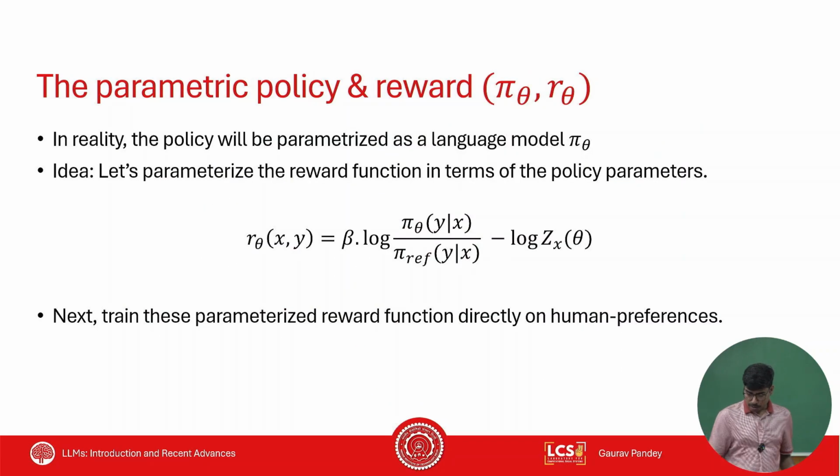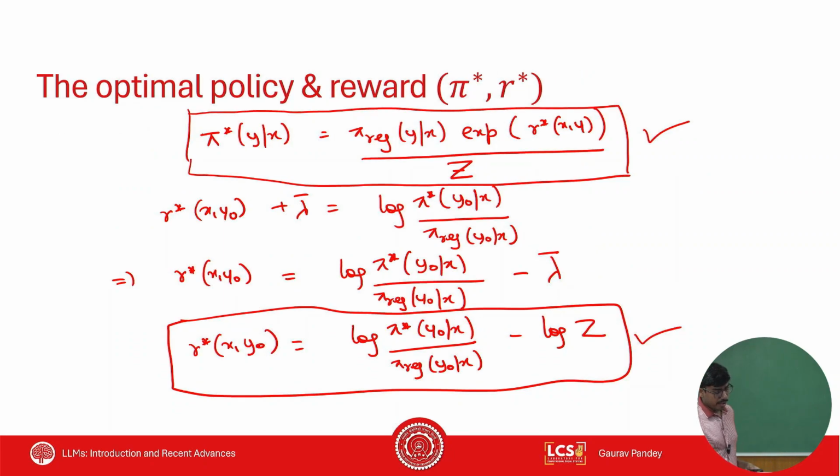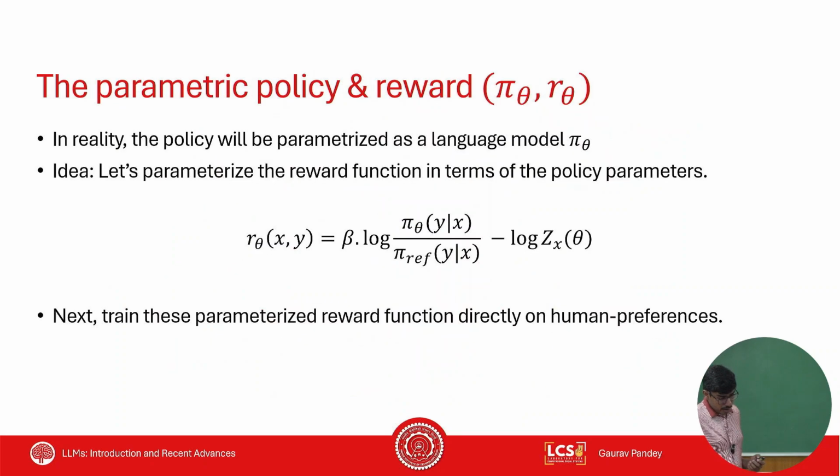So let's parameterize everything. Till now we were working with the optimal policy and optimal reward. We said that the optimal reward function can be described as a function of the optimal policy, but now I want to learn this reward function. I don't have an optimal reward function. My whole job is to learn the optimal reward function, optimal policy, and everything. So how do I do this? The main idea of the DPO paper was, can we write the parameterized reward function as a function of the parameterized policy?